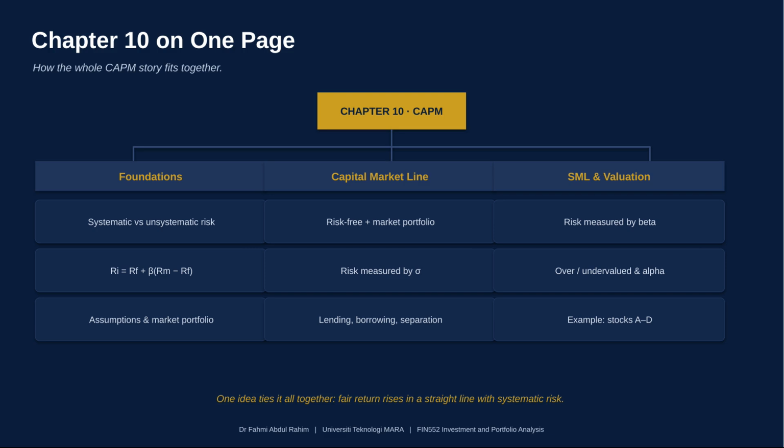And along the bottom, the single idea that ties the whole chapter together: fair return rises in a straight line with systematic risk. If you can explain all three pillars and perform the CAPM and alpha calculations, you have mastered this chapter. Let me close with a final word.